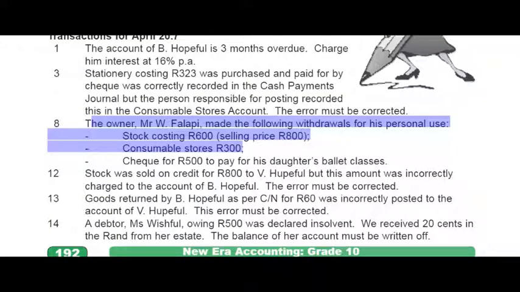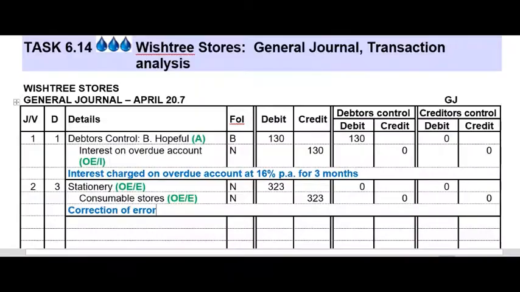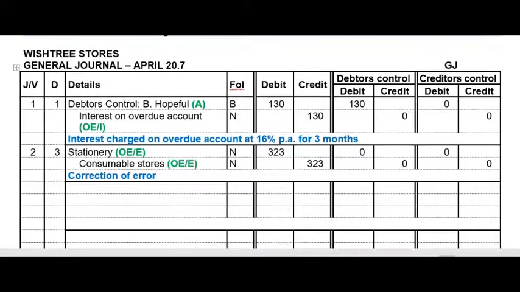The next transaction says the owner, Mr. W. Falapi, made the following withdrawals, and you would have noticed that I've only highlighted the first 2. He withdrew stock with a cost of 600 Rand and consumables with a cost of 300 Rand. So in the general journal, it will look like this. Drawings will be our collective debit. You would have noticed that I didn't write the value here yet. I'm going to calculate it as we record the 2 credits.